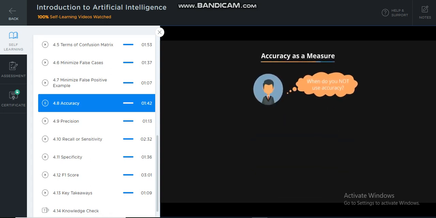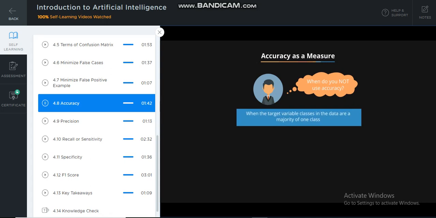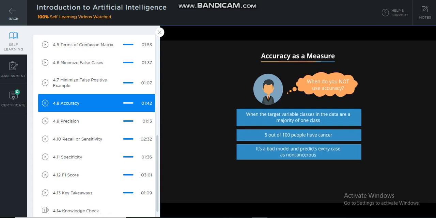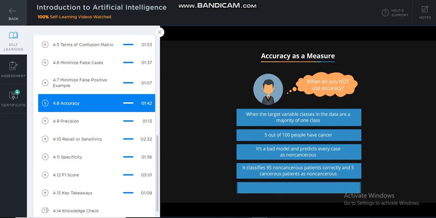So, when do we not use accuracy? Accuracy should never be used as a measure when the target variable classes in the data are a majority of one class. Let's go back to our cancer detection scenario where 5 out of 100 people have cancer. Let's say our model is very bad and predicts every case as no cancer. In doing so, it has classified those 95 non-cancer patients correctly and 5 cancerous patients as non-cancerous. Now, even though the model is terrible at predicting cancer, the accuracy of the model is still 95%.